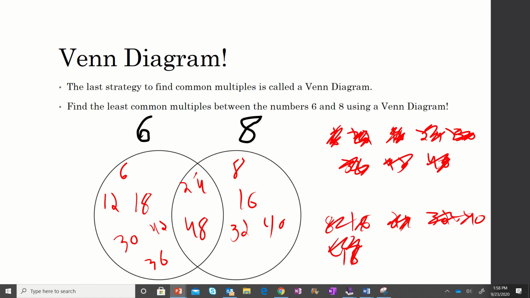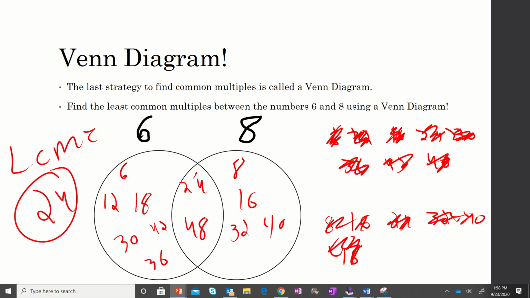So, now, looking at our Venn diagram, if I was to say what's our least common multiple, LCM, okay, the smallest number between 24 and 48, is 24. Okay, the greatest common multiple, GCM, will be 48.